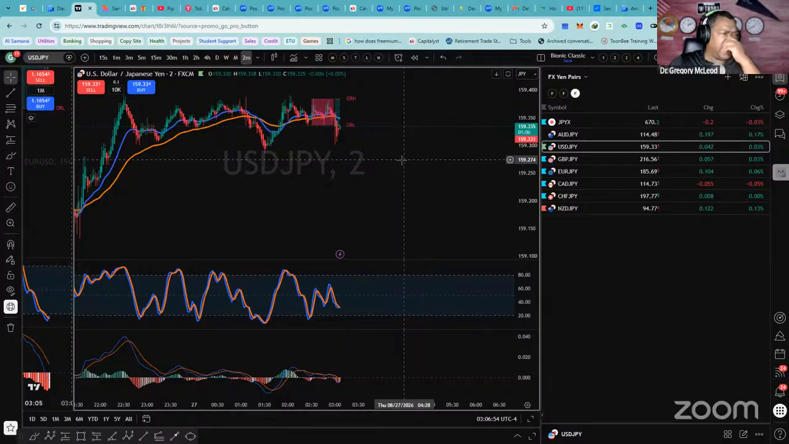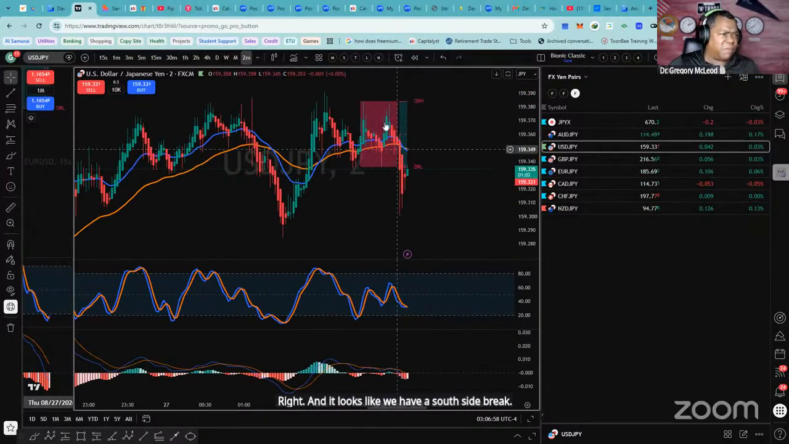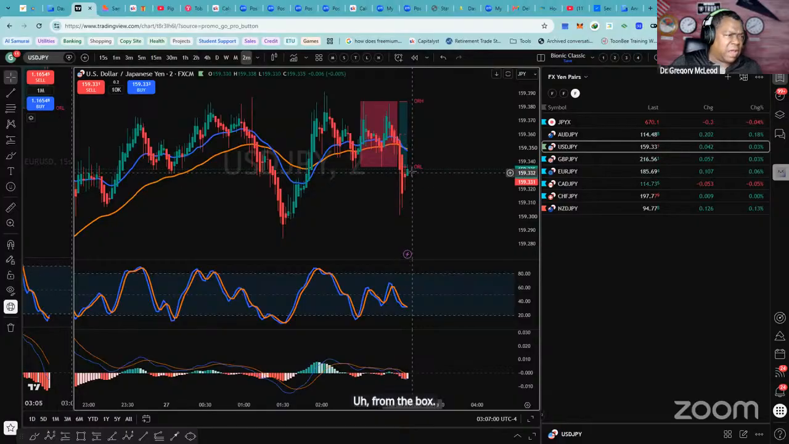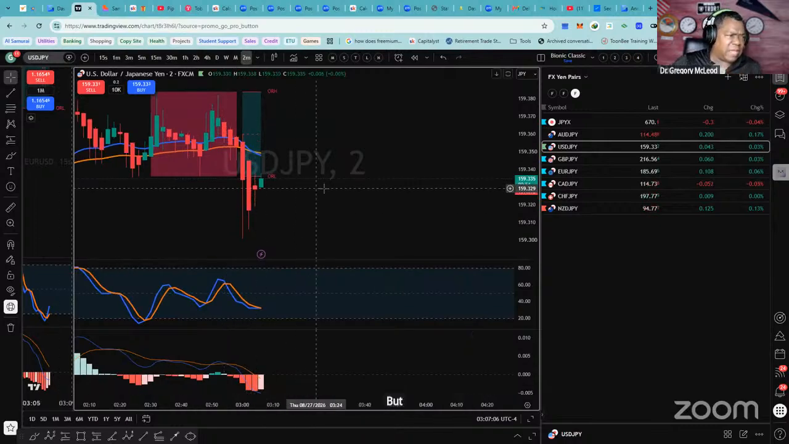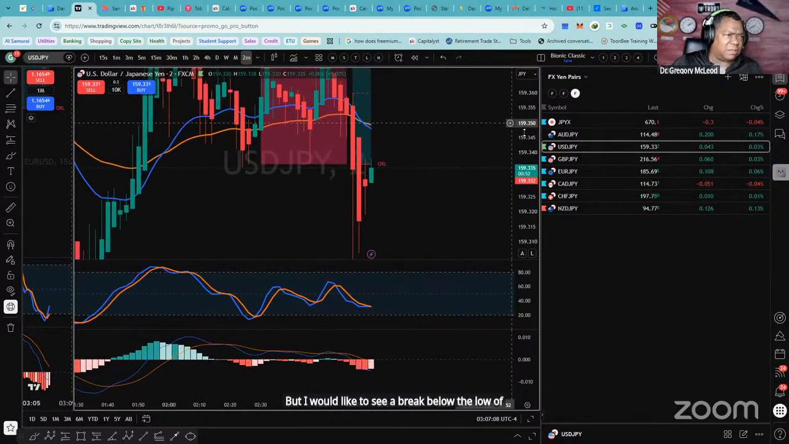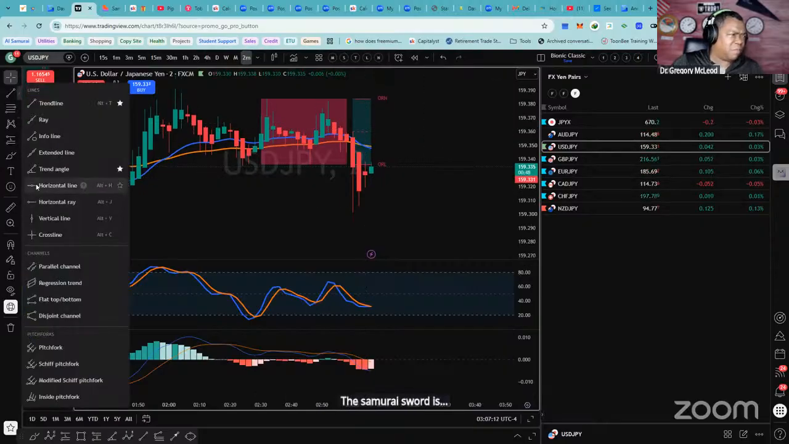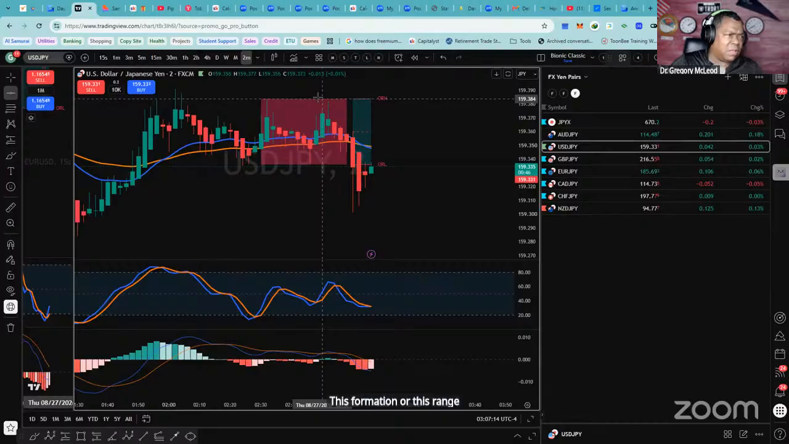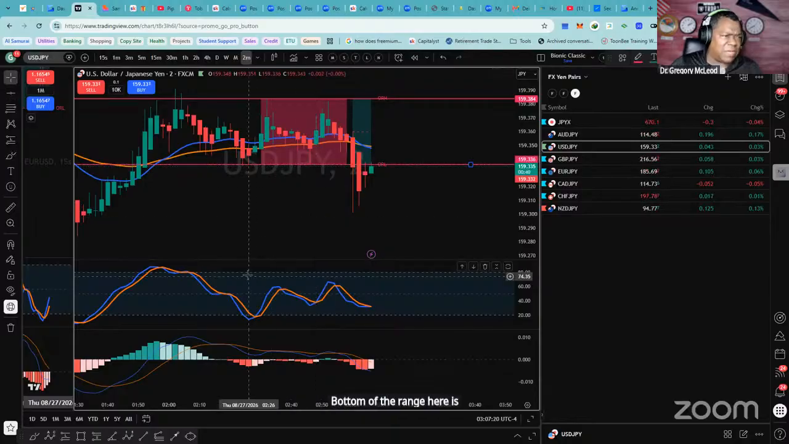All right, and it looks like we have a south side break from the box. We're retesting. I don't want to short on a green candle, but I would like to see a break below the low of this candle. The samurai sword is this formation or this range here. Top of the range is 59.38. Bottom of the range here is 59.33.